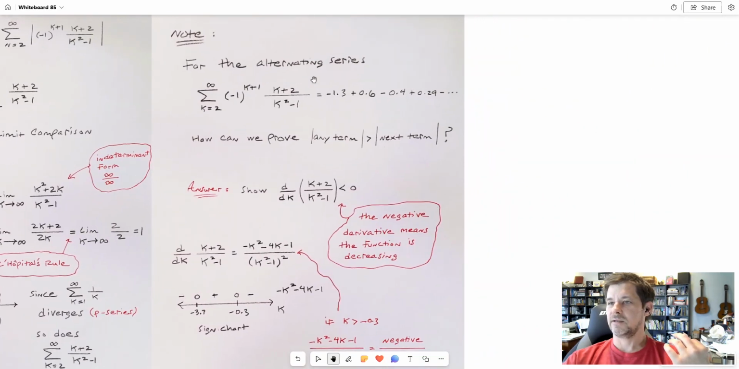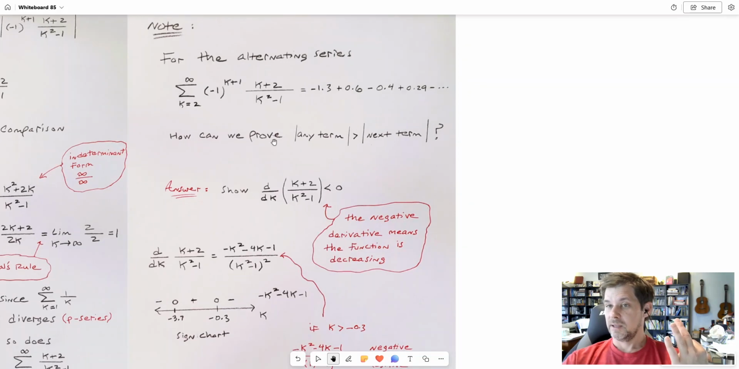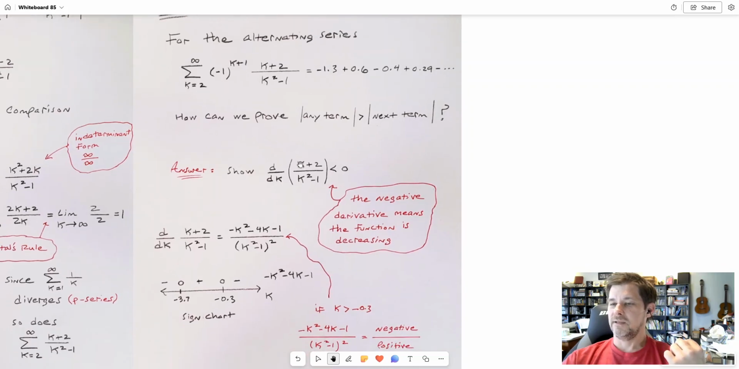Now, here's this alternating series that we started with. And if you write some of the terms out, you can tell that they get smaller and smaller and smaller. Any one of these terms in absolute value is bigger than the one that comes after it. Okay, but that doesn't prove it, right? So how do we prove that? The way that we prove it is look at the absolute value of this, which is (k + 2)/(k² − 1). Find its derivative and show that the derivative is negative. If the derivative were negative, it means that the original function was decreasing, and that means that it's getting smaller, so any number is more than the one that came after it.